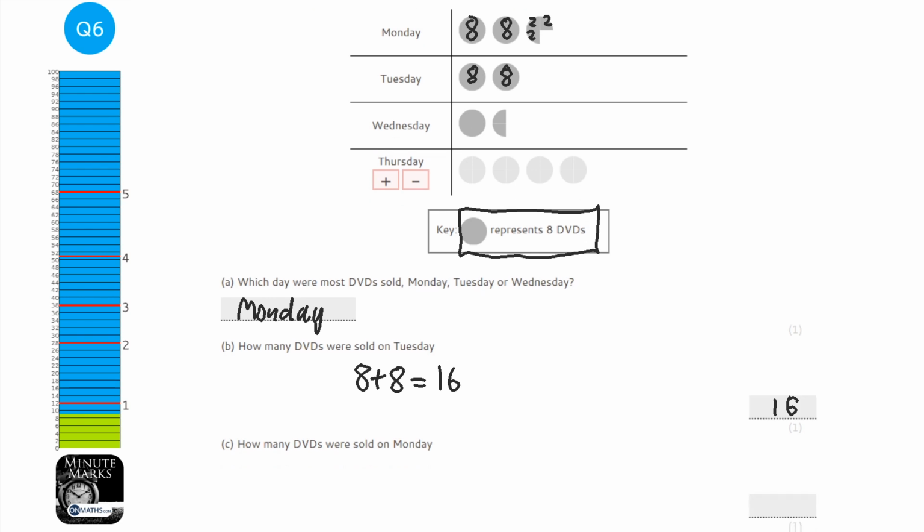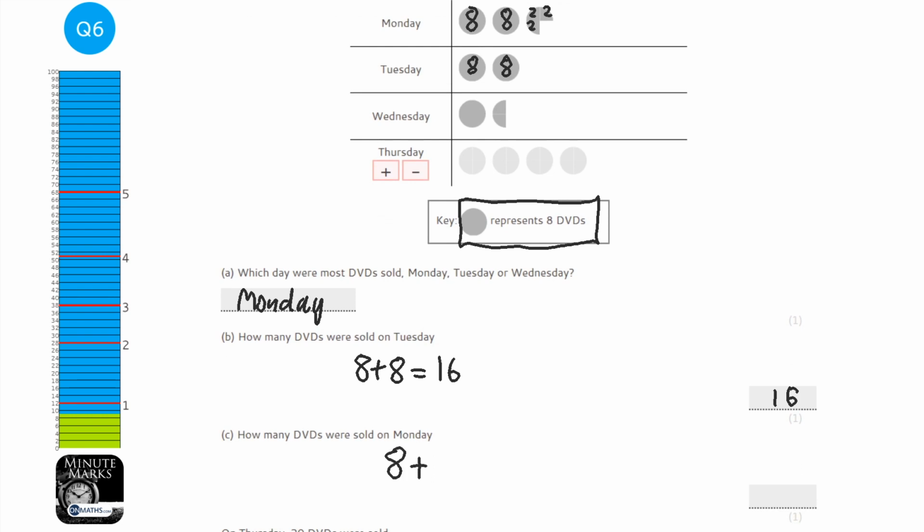So we've got the 8s, because we've got 2 complete circles, and then we've got those 3 2s, so we've got another 6. So we just need to add on 6 to the 16. So 16 plus 6 is going to be 22. So that's going to be 22.